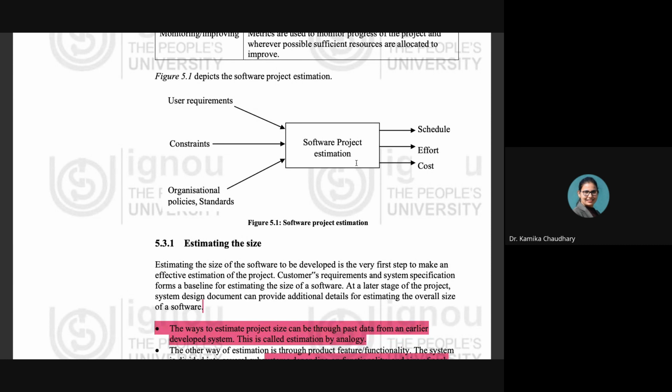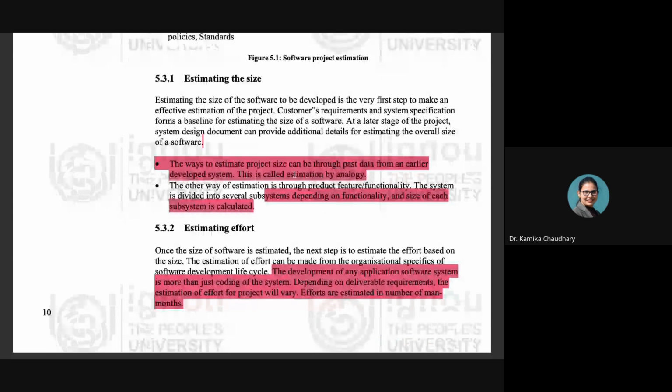So this figure is the overall depiction of the process of software project estimation. It is showing us that the software project estimation process requires all these things as the input. What are all these things? The user requirement is there, the constraints are there, and there is also a consideration of the organizational policies and standards. And then by looking at the output side, we are going to see the output will be in the form of the schedule, effort, and the cost. So this is how we explain this diagram.